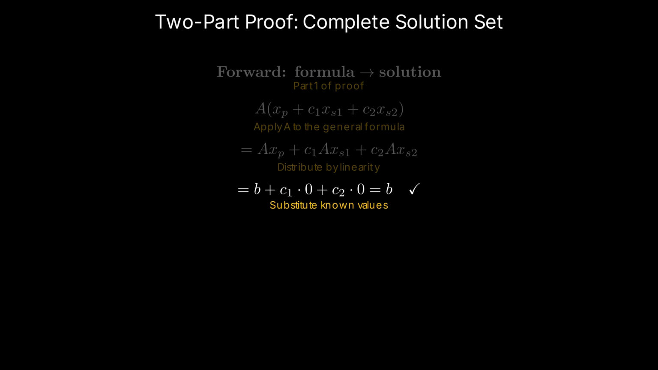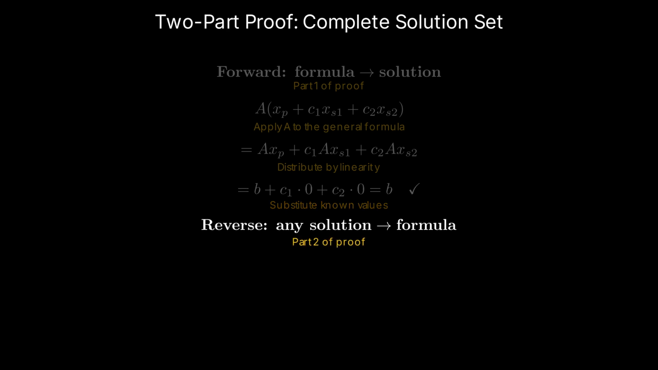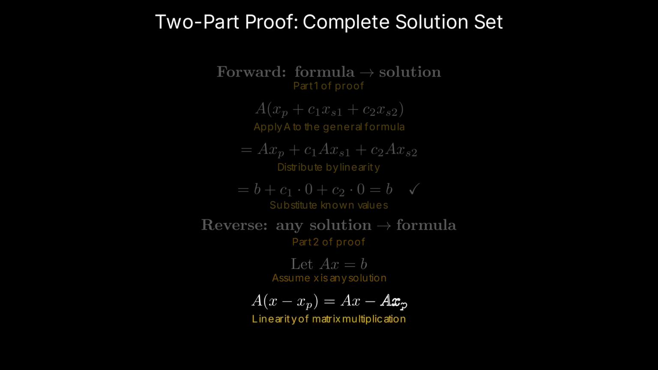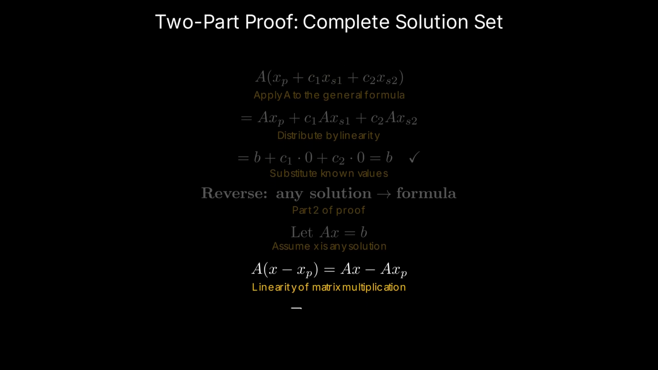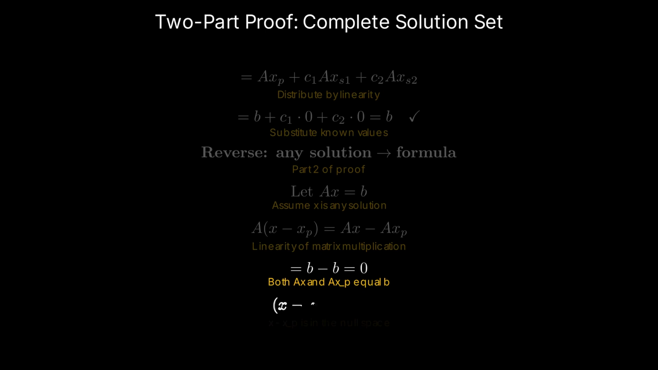Every vector the formula produces is indeed a valid solution. Check. Now the reverse direction, we show that any solution must be captured by the formula. Take any solution x satisfying Ax = b, compute A times the quantity x minus xp. By linearity, that equals Ax minus Axp, which is b minus b, which equals 0. So the vector x minus xp lies in the null space of A.